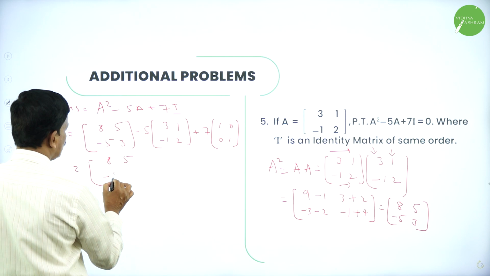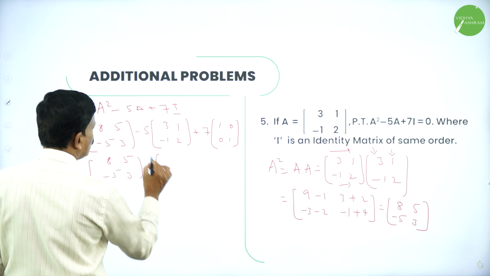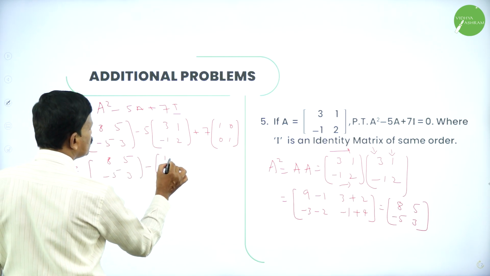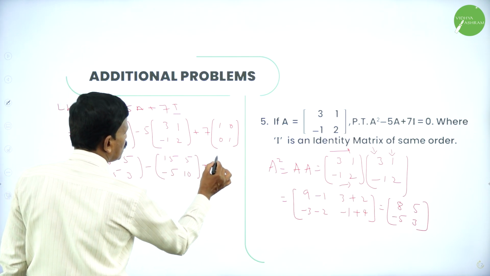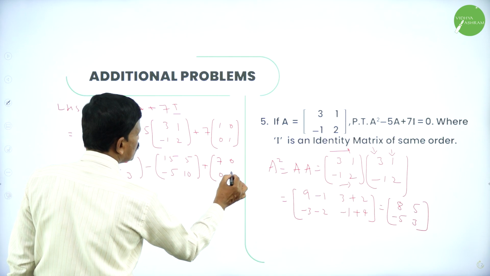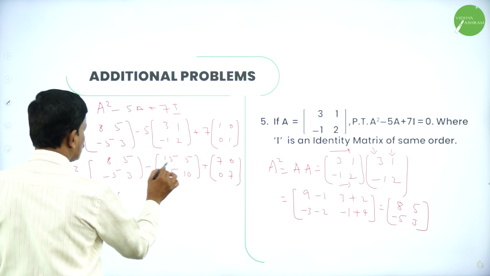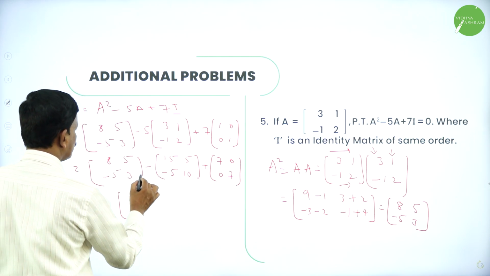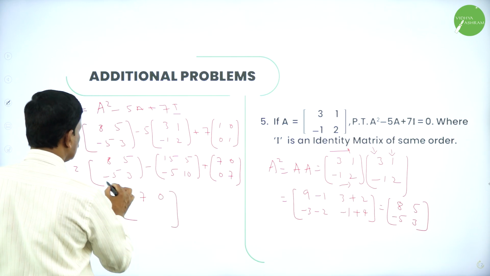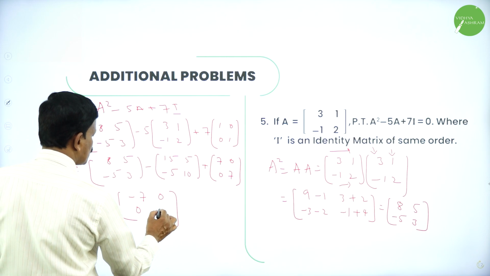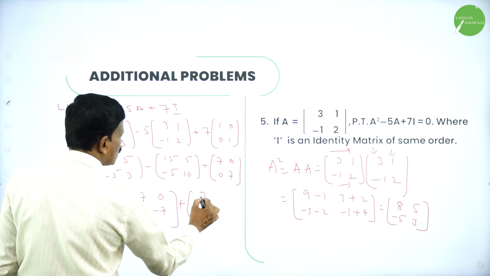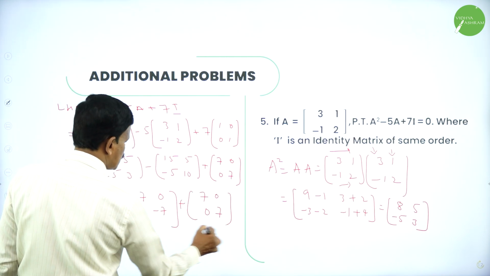This is [8, 5; -5, 1, 3]. Multiply by 5: 5 3s are 15, 5 1s are 5, minus 5, 5 2s are 10. Multiply by 7: [7, 0; 0, 7]. Subtract these. 8 minus 15 is minus 7. 5 minus 5 is 0. Minus into minus is plus, 5 minus 5 gets cancelled, 0. 3 minus 10 is minus 7. [7, 0; 0, 7]. This is the easiest method.